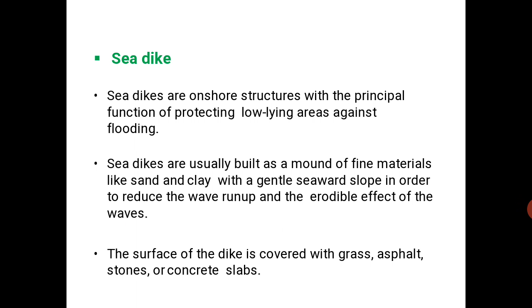What is a sea dike? Sea dikes are onshore structures with the principal function of protecting low-lying areas against flooding. Sea dikes are usually built as a mound of fine materials like sand and clay with a gentle seaward slope in order to reduce the wave run-up and the erosive effect of the waves. The surface of the dike is covered with grass, asphalt, stones or concrete slabs.